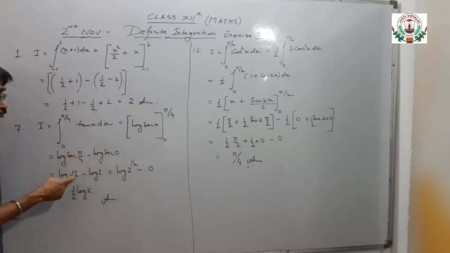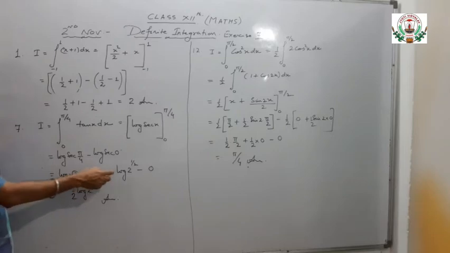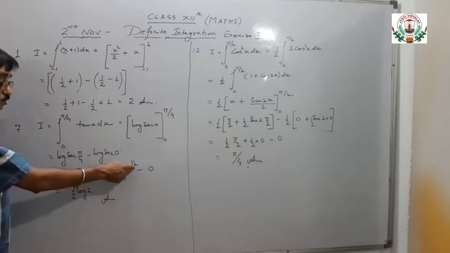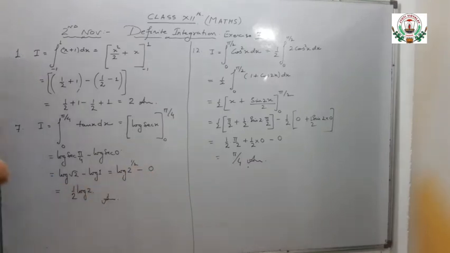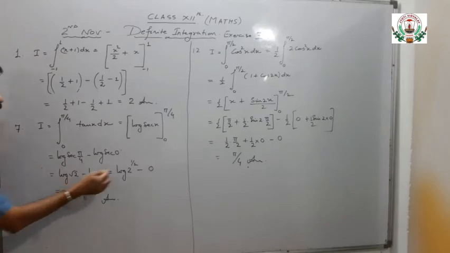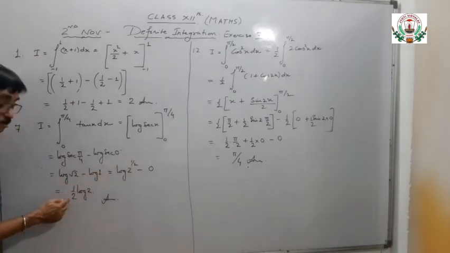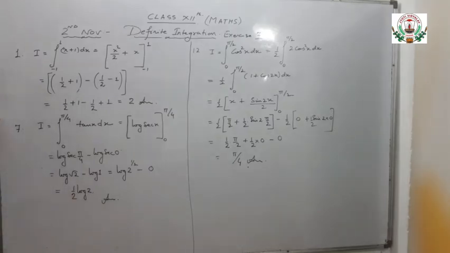Sec pi by 4 is root 2, and root 2 can be written as 2 to the power 1 by 2 in exponential form, and the value of log 1 is 0. As we know log m to the power n is n log m, so this power will become the coefficient, 1 by 2 log 2, that is our answer.